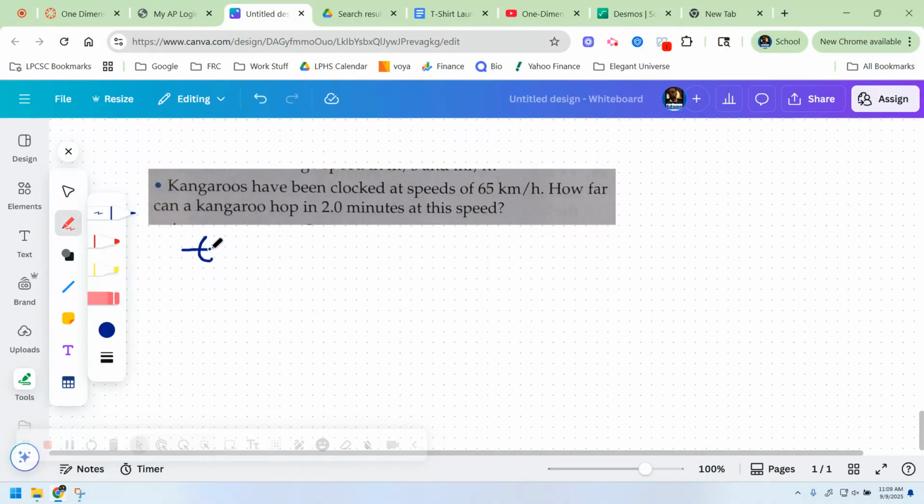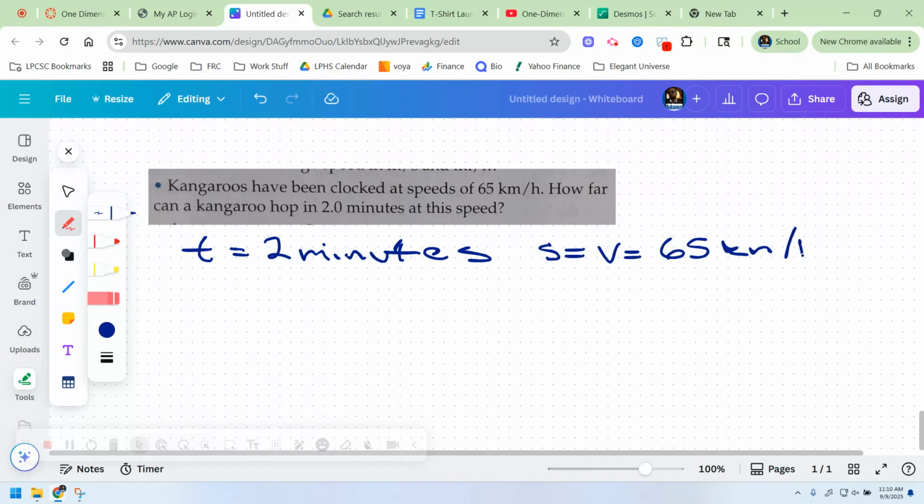The time is 2 minutes. And then the speed or velocity is 65 kilometers per hour. Okay.